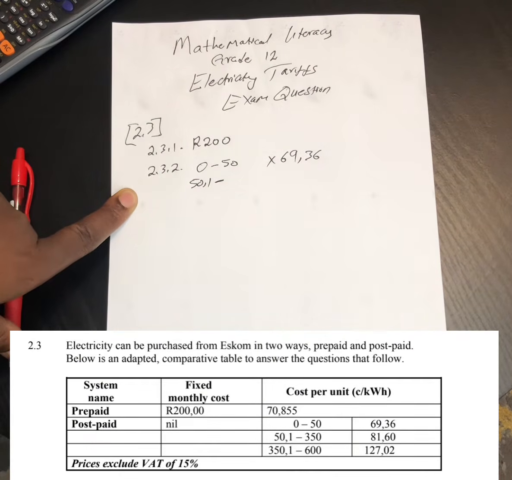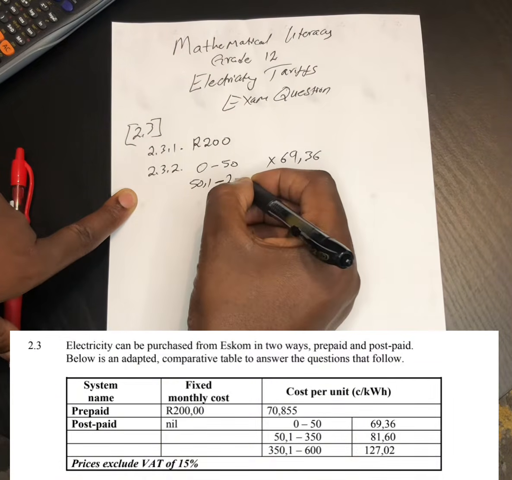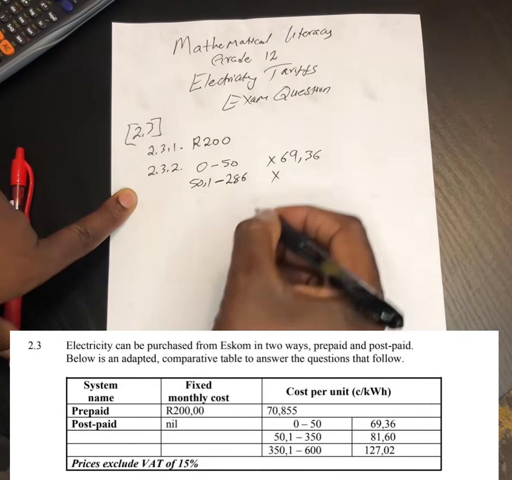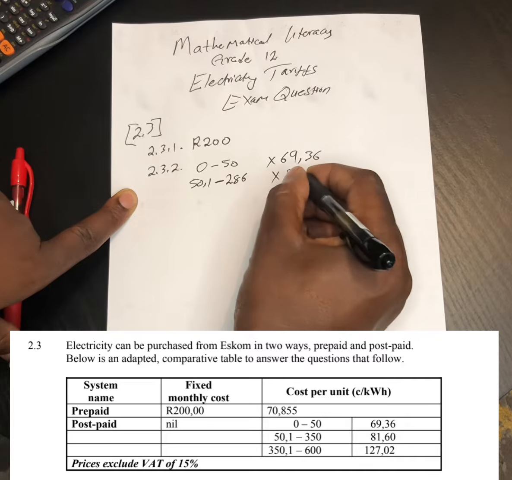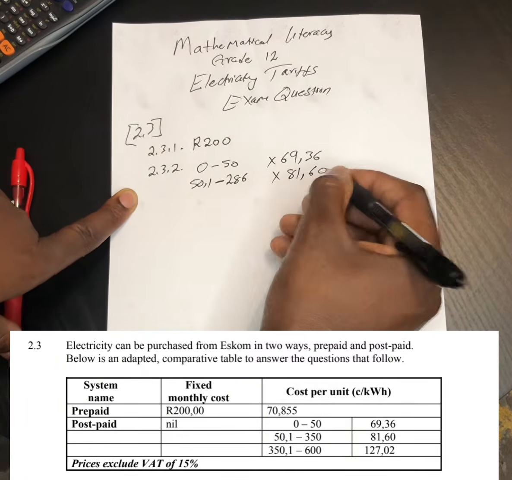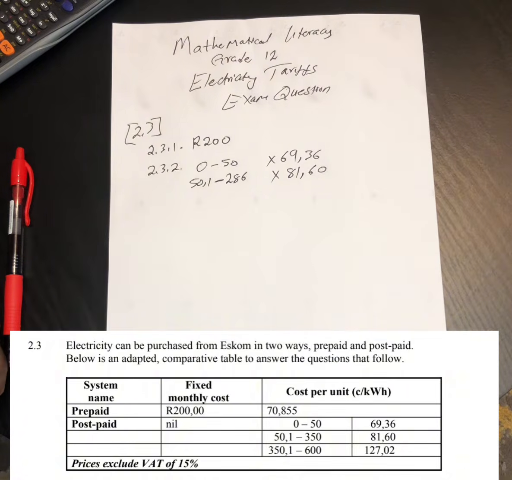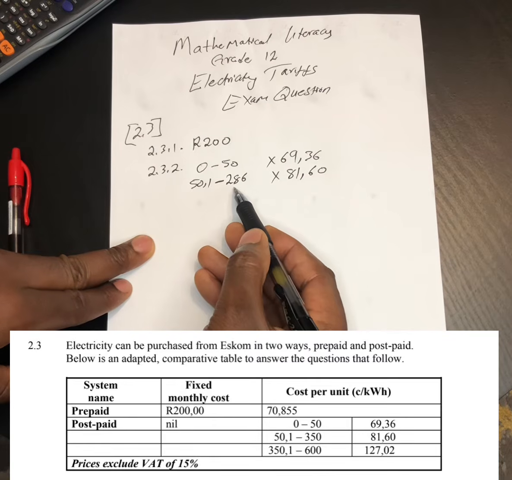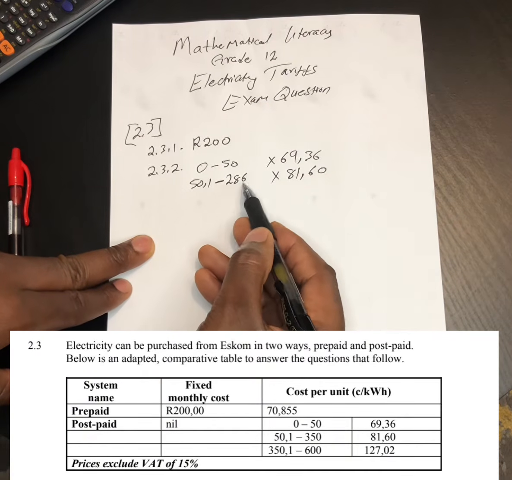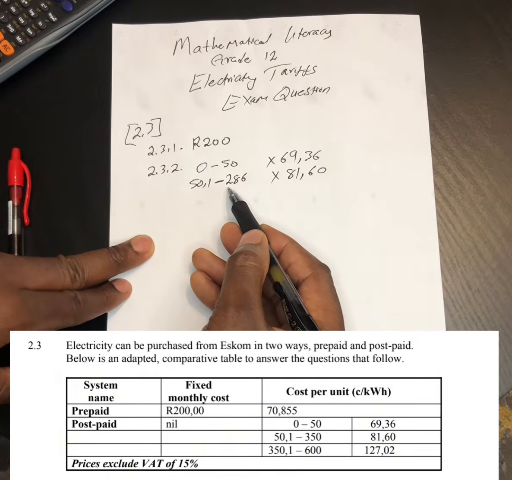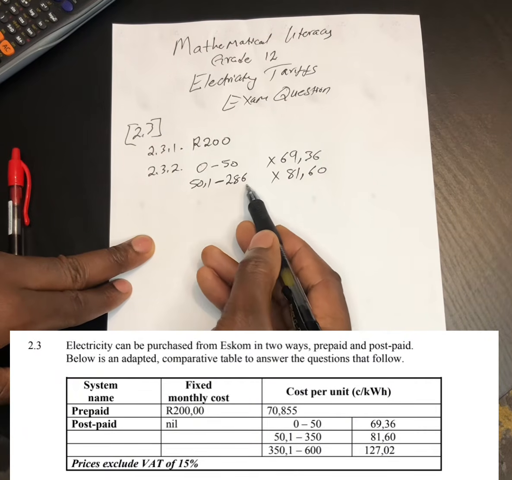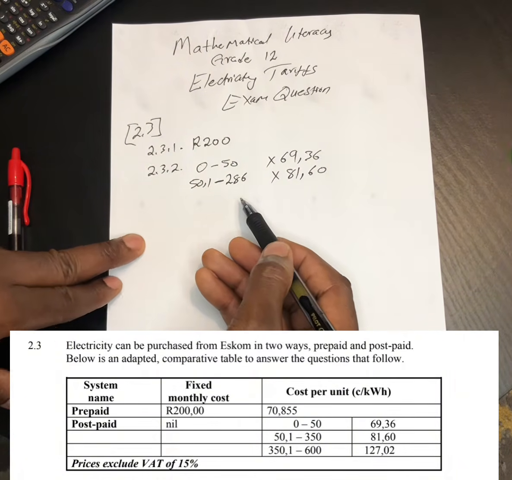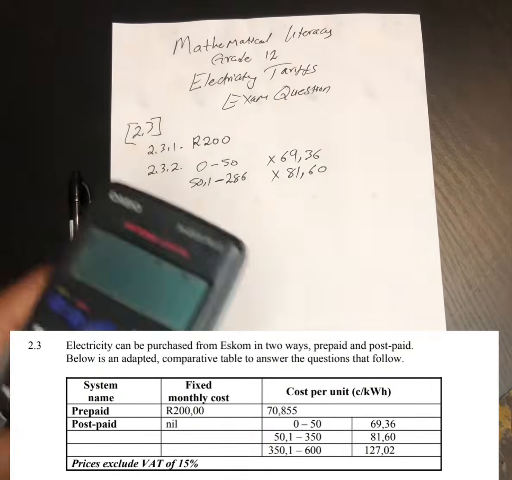Then the second interval is 50.1 to, specifically for this family, 286, multiplied by the price of the second interval, which is 81.60 cents. So what we need to do now is to calculate the interval. The reason why we use 286 is because the family did not reach 350, so we cannot write 350 here. Their highest consumption of electricity was 286. So instead of 350 here, we just write 286.